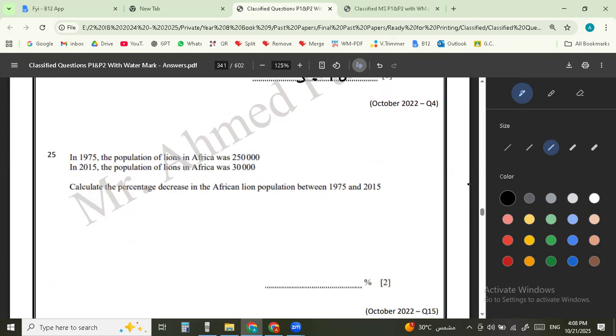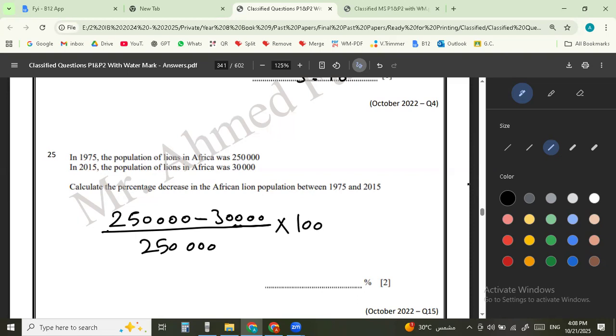Get the difference between both of them. So it is 250,000 minus 30,000 over the old, which is 250,000, times 100. Just like calculating the percentage profit, Mr.? Exactly. Just like calculating the percentage profit, I calculate the percentage decrease, the percentage increase, the rate, just to find the change over the original amount or the original value.